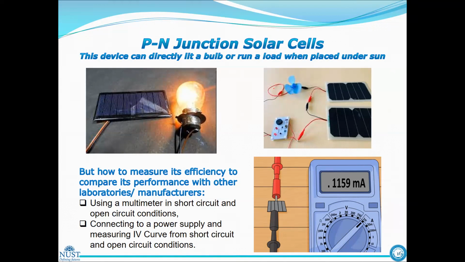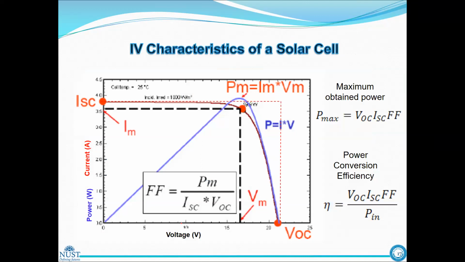Before making arrays, we must know the characteristics of each photovoltaic module. Those characteristics can be known if we connect these modules with a multimeter to measure the short circuit or open circuit conditions. But another way is to measure its current-voltage characteristic curve, which looks like this. When this small device is connected with the power supply and we supply voltage starting from 0 up to a certain value, it shows us the current.